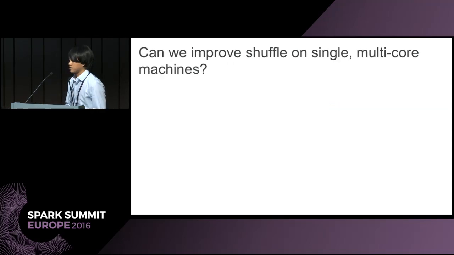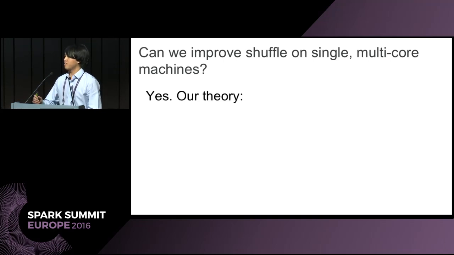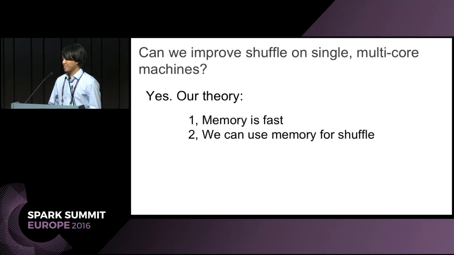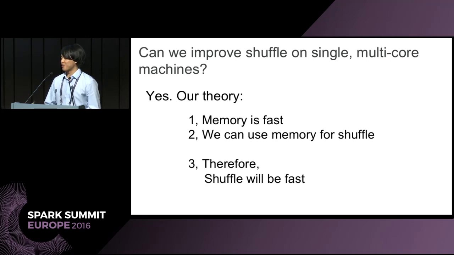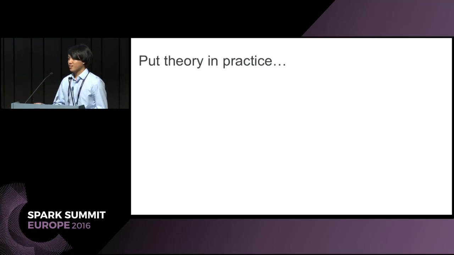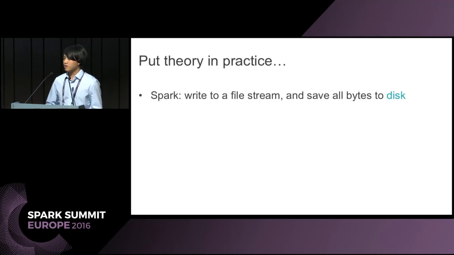So the immediate question is, can we actually improve shuffle on those single multi-core machines? And my answer is yes. And here is the rigorous theory I'm going to give you. First, memory is fast. Second, we can use memory for shuffle, and therefore shuffle will be fast. Very solid, right?